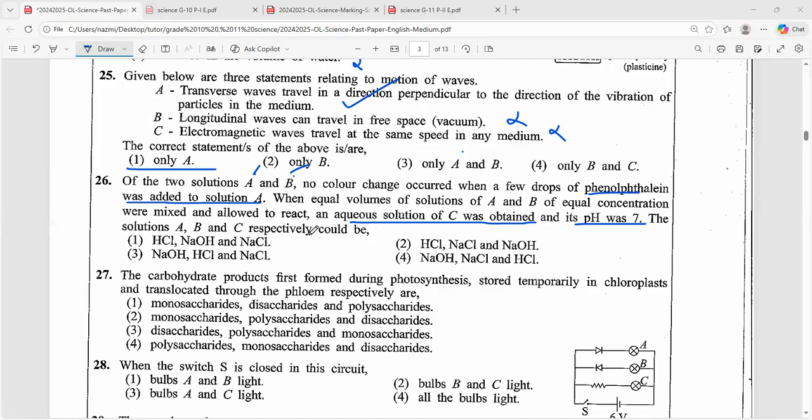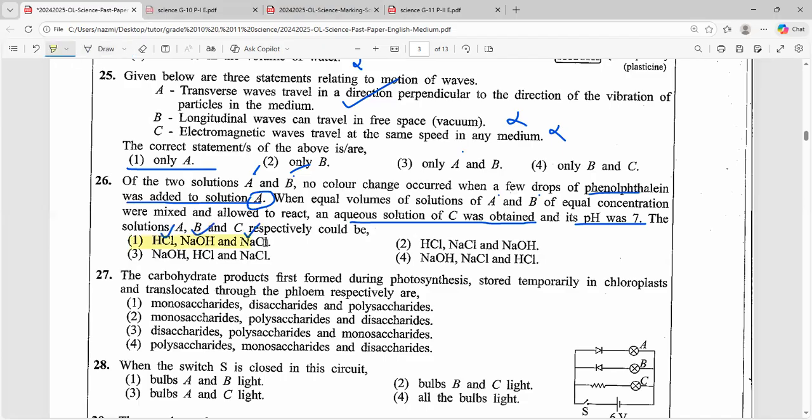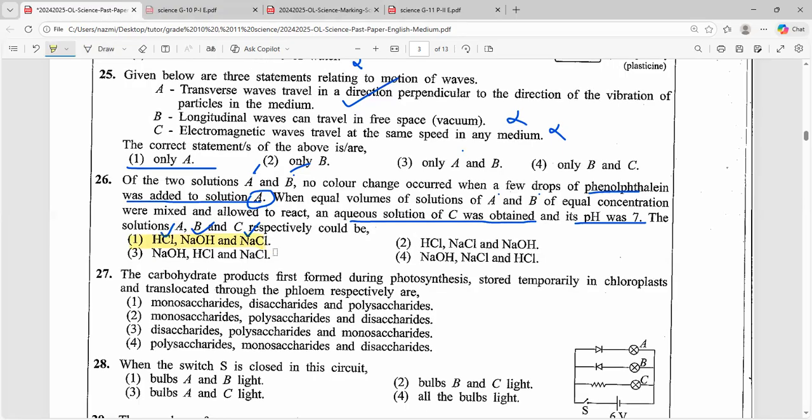When equal volumes of A and B are allowed to react, it's giving an aqueous solution C with pH 7. Phenolphthalein is added to A, no color change. Then A is the acid, B is the base. Then C has to be sodium chloride, first one. 26, first one.